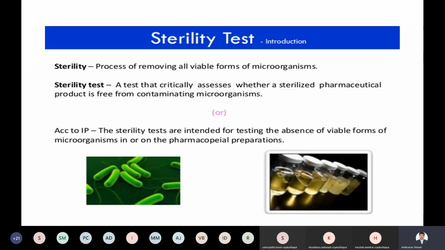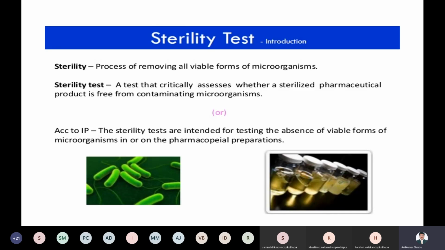So we start today. That is a new point: sterility testing. So why is this testing required? Sterility is a process in which we remove the microorganisms from the different articles. Suppose you have prepared creams or any solution, all these pharmaceutical products should be free from microorganisms, right?